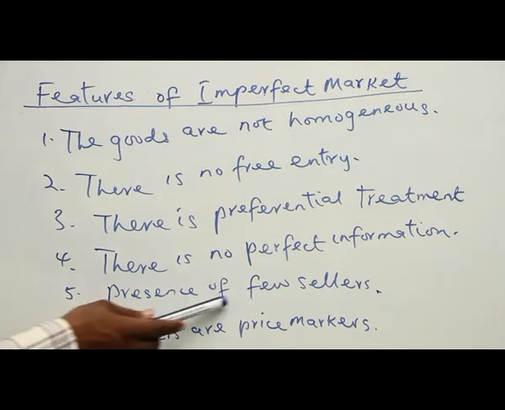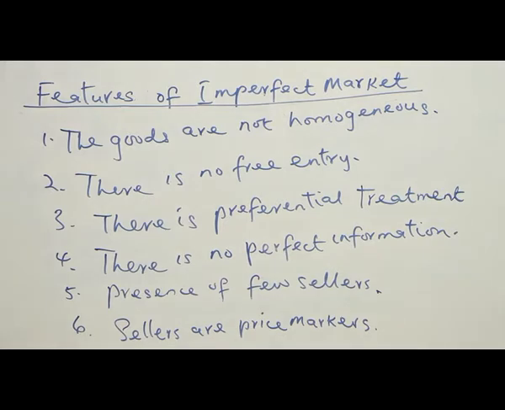The fifth one, presence of few sellers. We can't have a market where the producers or the sellers are numerous, that is, large in number. It's not possible. So an imperfect market happens to be a market with few sellers, such that we can count the number of sellers in this market. That is why the sellers are able to influence the price of the commodity. The last one, sellers are price makers. So far, the price of the commodity can be influenced, so it indicates that the sellers or the producers are price makers.